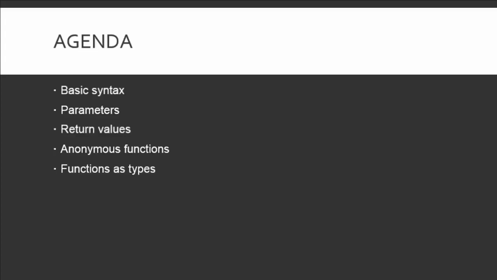We'll talk about how functions in the Go language are first-class citizens and can be passed around in your application like any other variable. And then we'll wrap up our discussion by talking about a special kind of function called a method. Okay, so let's get started by learning the basic syntax of a function.